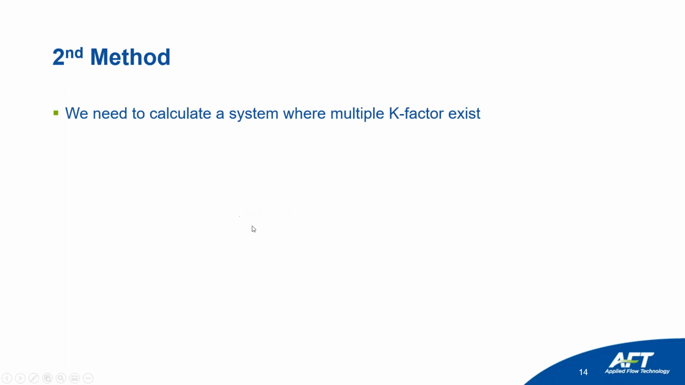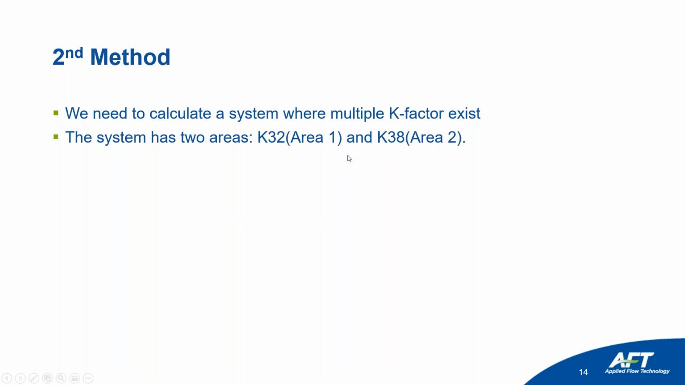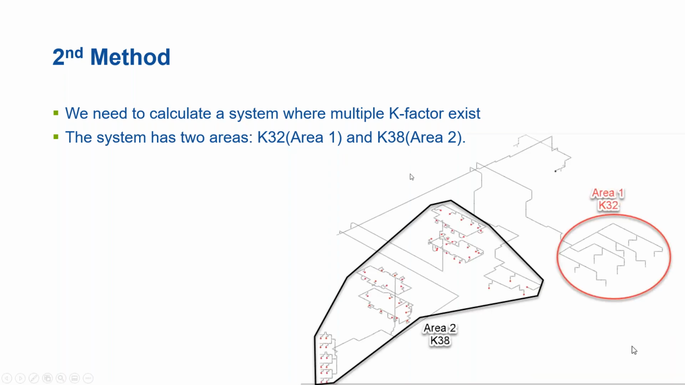So now let's talk about the second method. We need to calculate a system where multiple K factors exist. The system has two areas, one with a K factor of 32 and one with a K factor of 38. So here the two areas, this is a group of sprinklers. This group of sprinklers have a K factor of 38. This would be area 2. And a second area with a K factor of 32, it would be this group of sprinklers here.